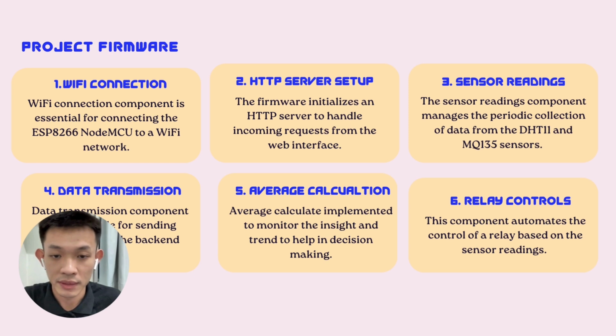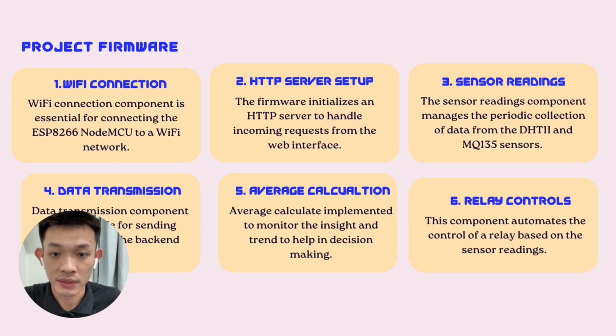Third, sensor reading. It manages the periodic collection of data from the DHT11, temperature and humidity, and also the MQ135, the CO2 sensor. Next is the data transmission. To send sensor data to the back-end server for storage and analysis. Let's continue with the average calculation. It computes the average value to monitor the trend and assist in decision making.